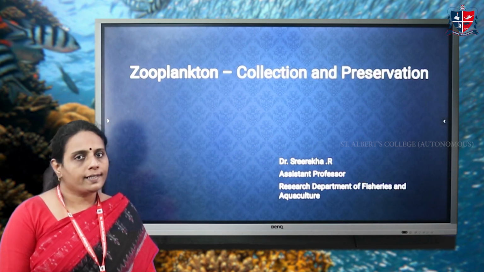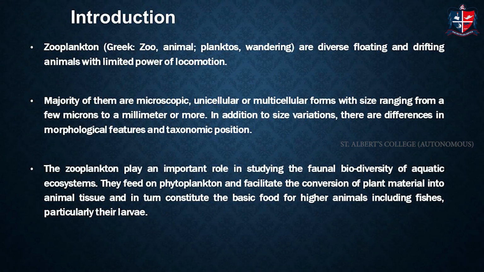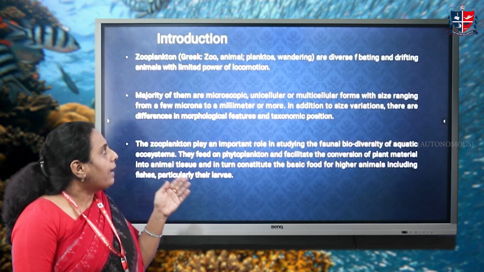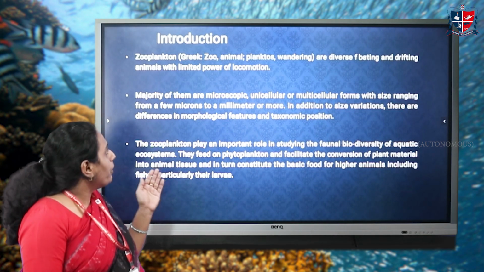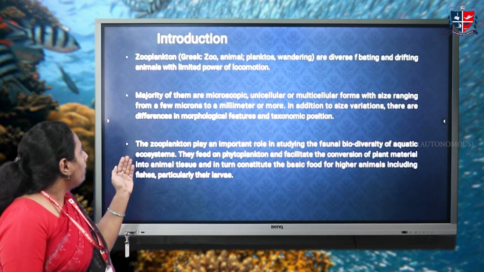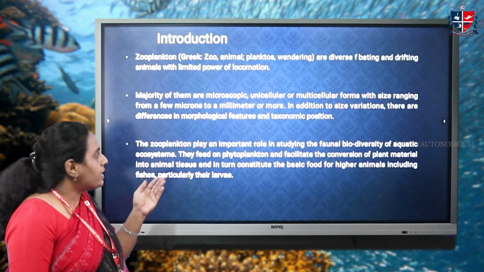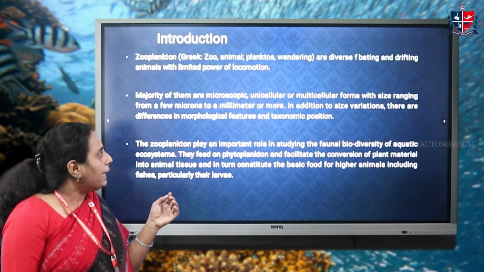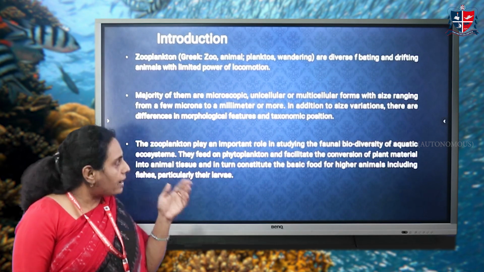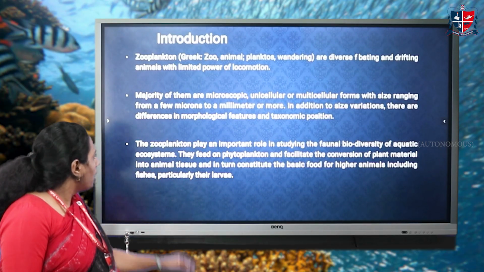So today's topic is zooplankton, its collection and preservation. In Greek, zoo means animal and planktos means wandering, and they are diverse floating and drifting animals with limited power of locomotion. The majority of them are microscopic, unicellular or multicellular forms with size ranging from a few microns to a millimeter or more. In addition to the size variations, there are differences in morphological features and taxonomic position.